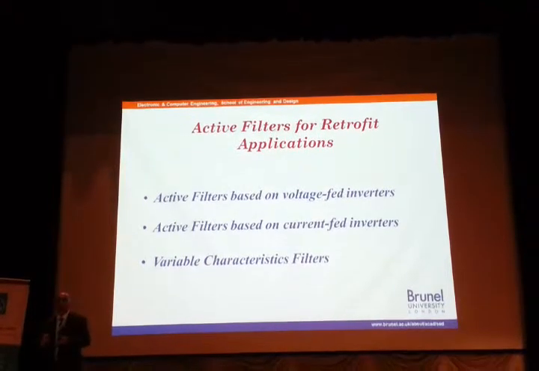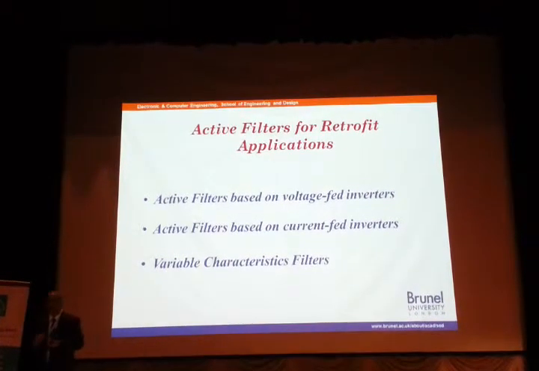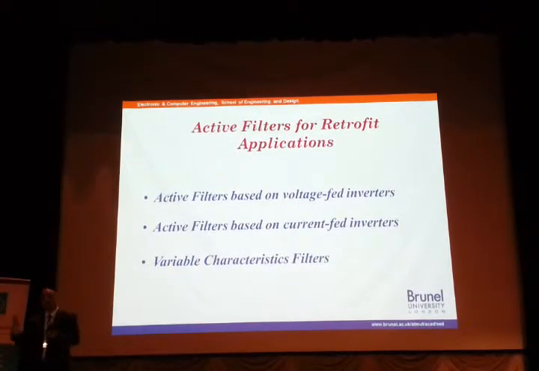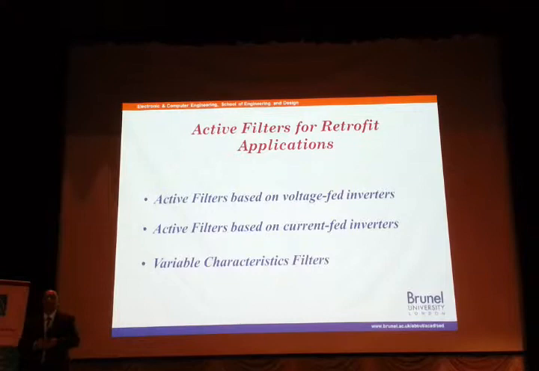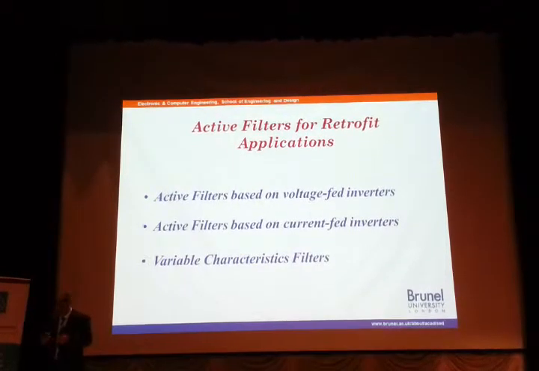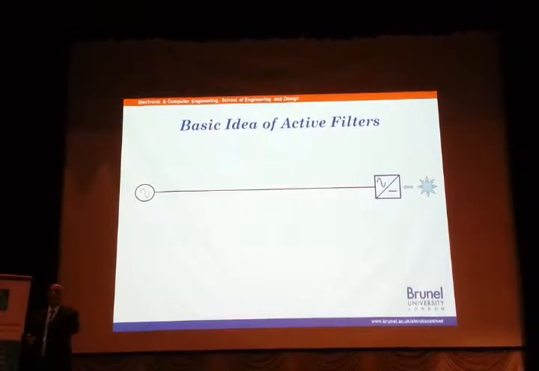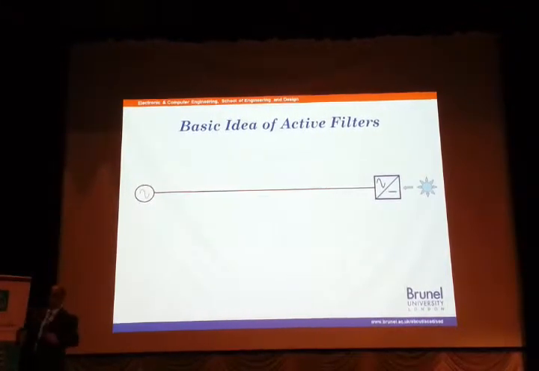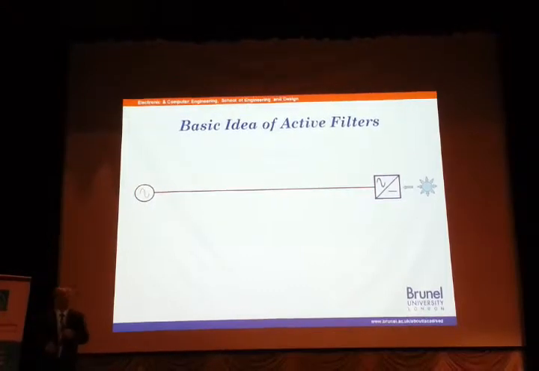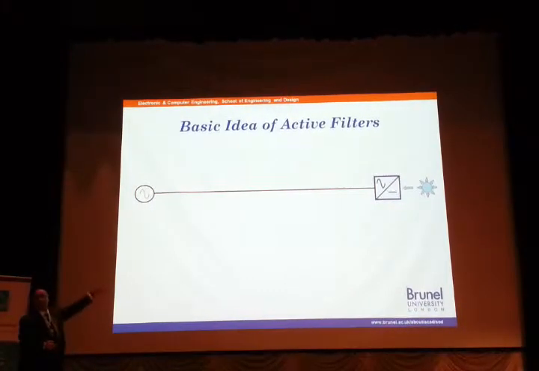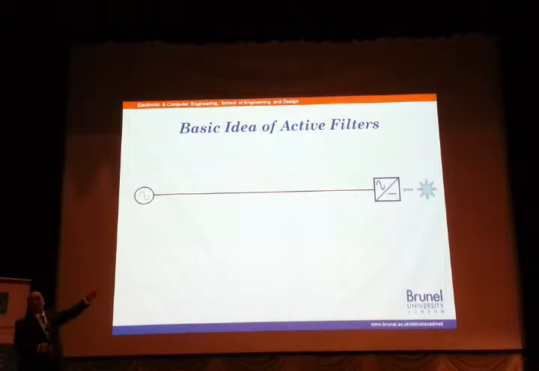So based on voltage fed inverter, we have active filter based on current fed inverter. So we are using the inverter in an active filter configuration, or we can use what we call variable characteristic filters as well. This is the active filter, it works that way, and that perhaps might answer your question there. So this is the inverter which generates the harmonics, causing a lot of harmonics there.